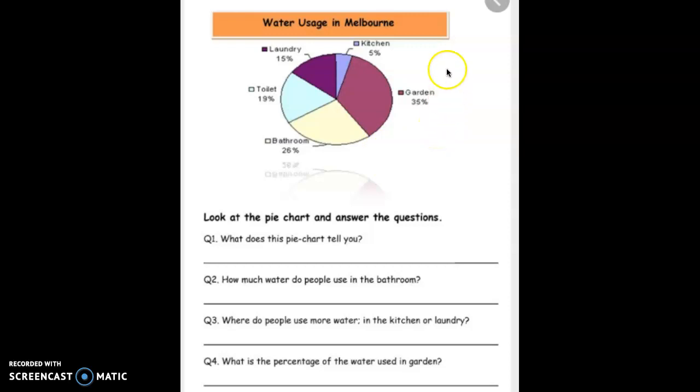I want you to use this method to help you with reading your pie charts today. The ones I post up for you will have very similar questions to the four of them that are posted here. Watch this video and re-watch this video to help you, and best of luck.